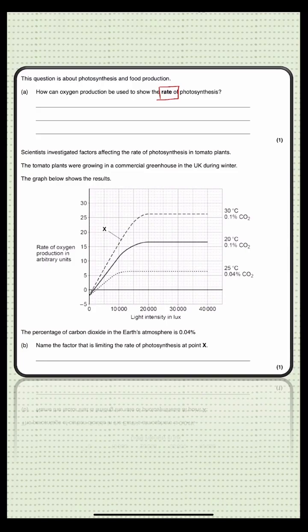The practical, you can't say that in your exams. There's something else about rate. Anyone know? No? It is to do with the practical, but you can't just say practical. In the practical, what you do is you measure how much oxygen there is in a given time. So that's all you've got to do. You need to measure the volume of oxygen or the amount of oxygen in a given time. The more oxygen in a given time, the faster the photosynthesis, because it's producing more of the products. So that means it's producing more glucose. So how can oxygen production be used to show the rate of photosynthesis? More oxygen in a given time means faster photosynthesis rate.